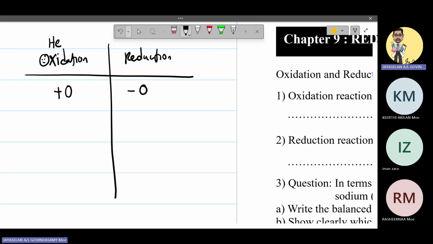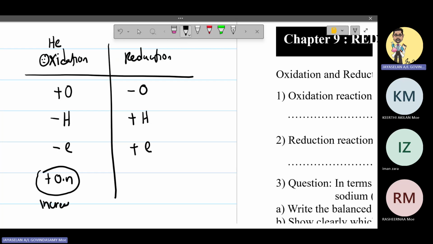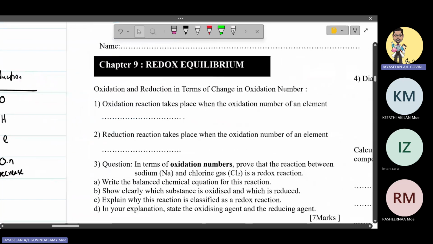Here, loss hydrogen, accept hydrogen. Loss electron, accept electron. Increase in oxidation number. For this, you all must use this word, increase. Here, decrease in oxidation number. Okay, decrease in oxidation number. Then it is correct. Any question? These are the 4 points you must memorize. Memorized already, right? Okay, now we want to do this one.